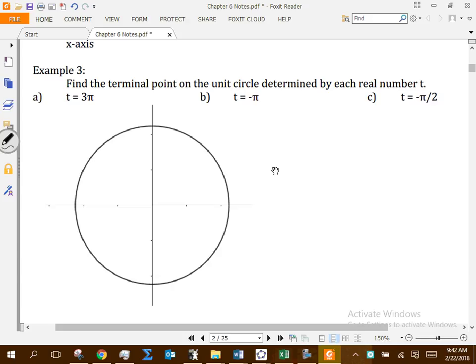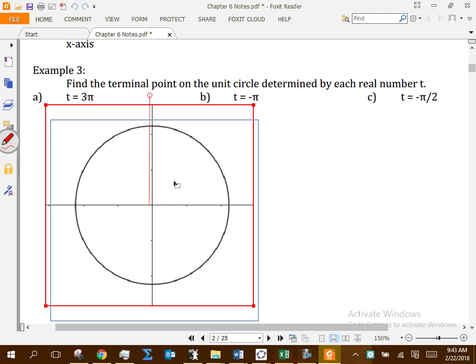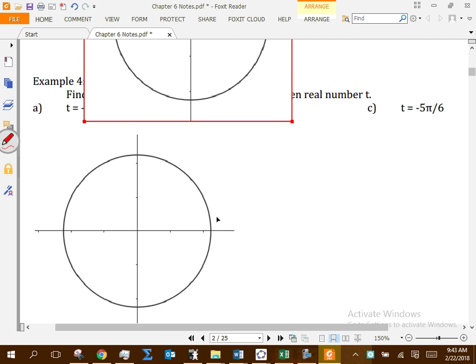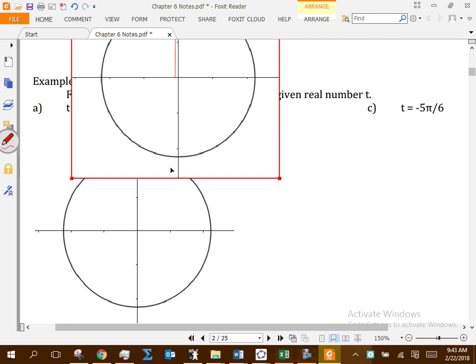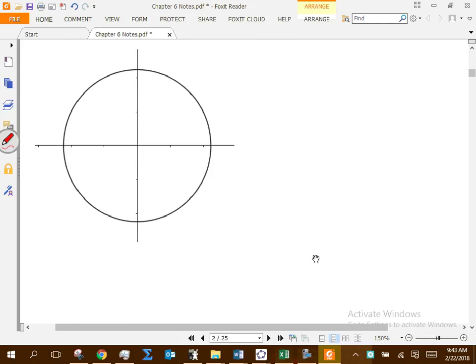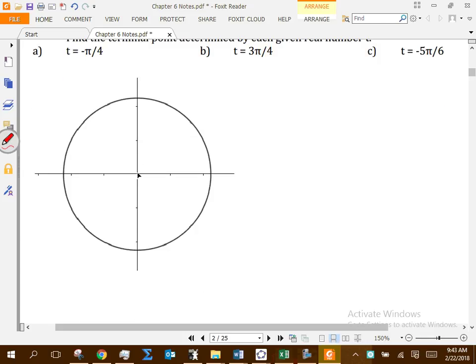If I were to draw, let's actually come down here. We're going to draw in that line right there, and that line is going to divide the first and third quadrants in half. Does anybody know the equation of that line that does that? Y equals x. Okay.